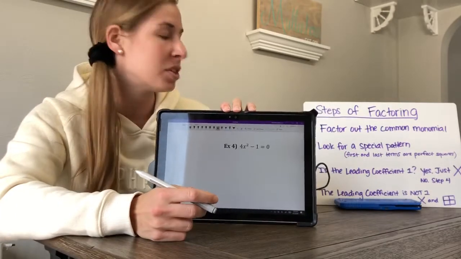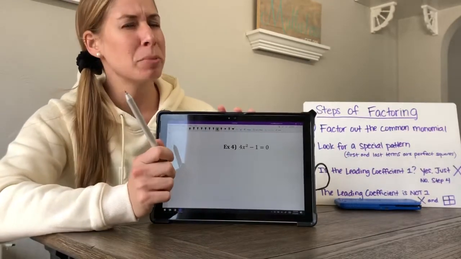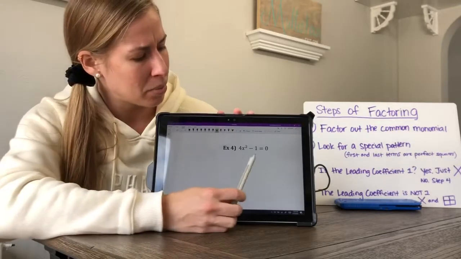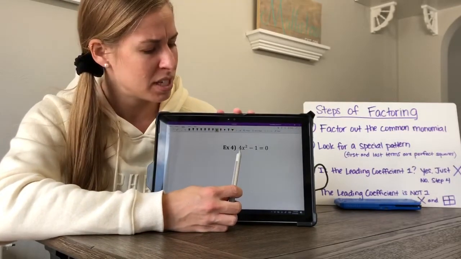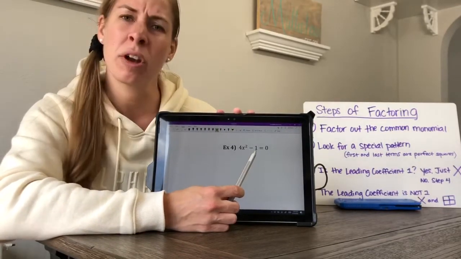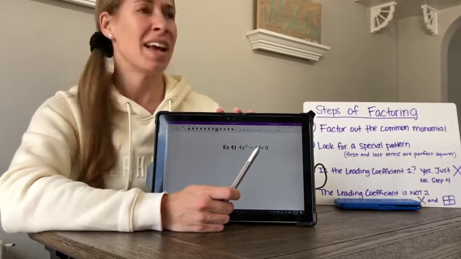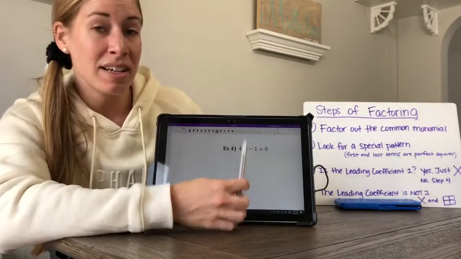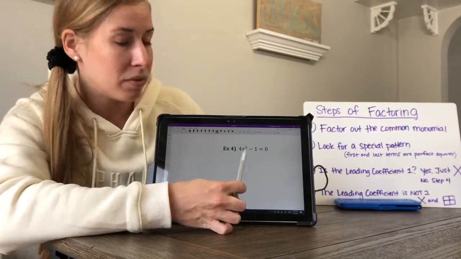Step number 2, look for a special pattern. Was there a special pattern that only involved 2 terms, and perhaps the difference of them? Is 4 a perfect square? Is 1 a perfect square? Yes, yes, yes. So this is a pattern. The difference of 2 perfect squares.